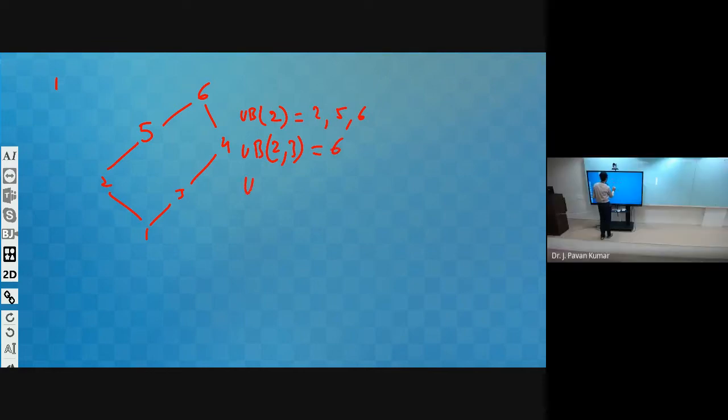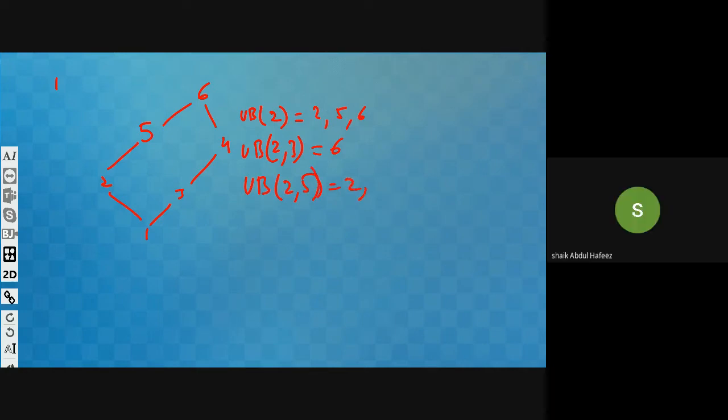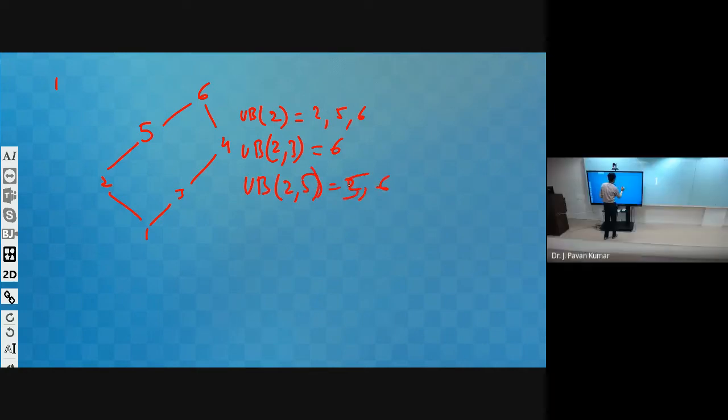Upper bound of 2, 5? 5, 6. Upper bound of 2, 5 is 5, 6. Like this, we will be having upper bounds. Next, we have seen one notion called least upper bound, in short LUB. And there is another name to this, that is called supremum. Supremum, in short, LUB, least upper bound.